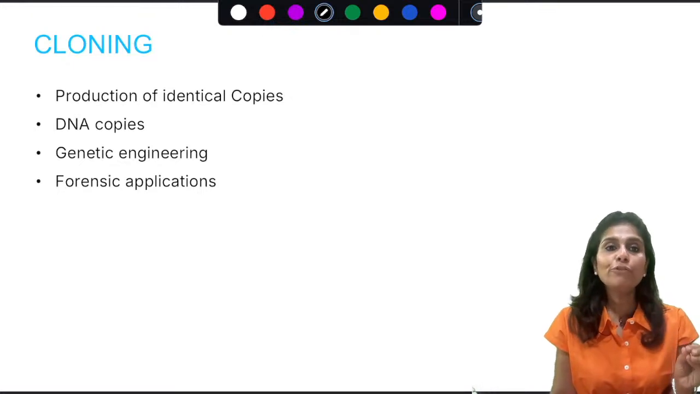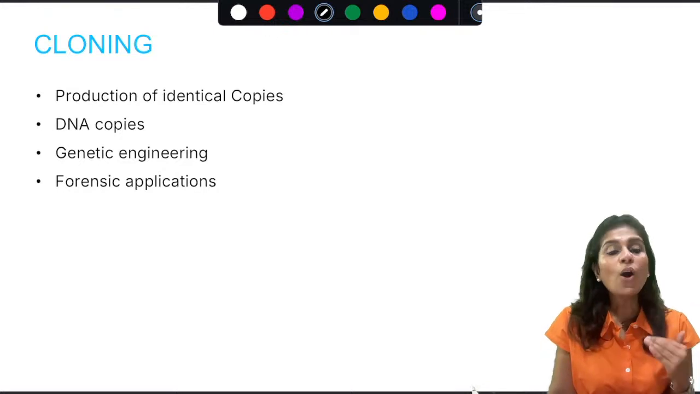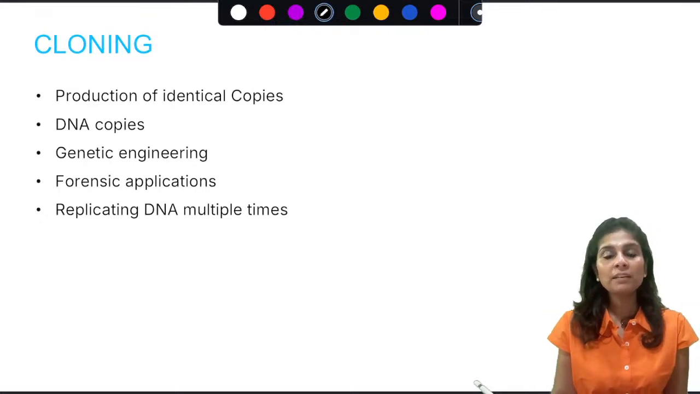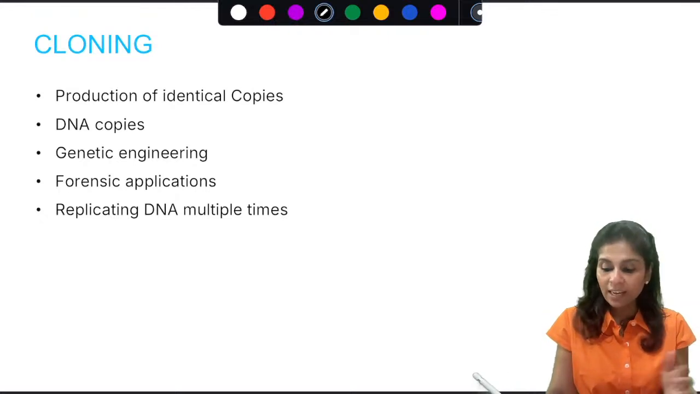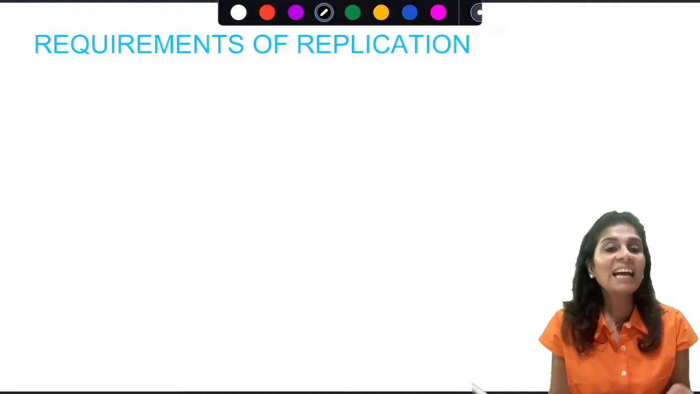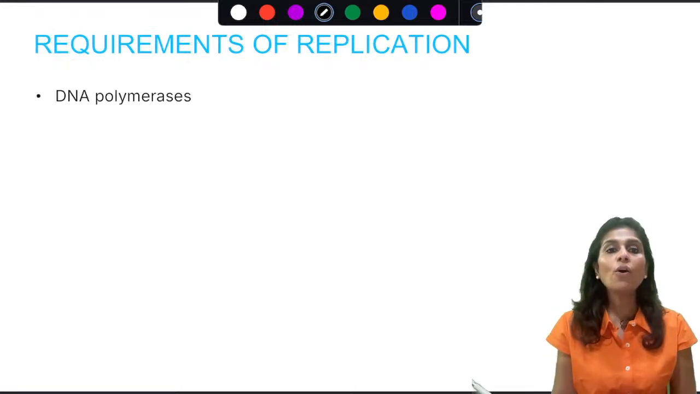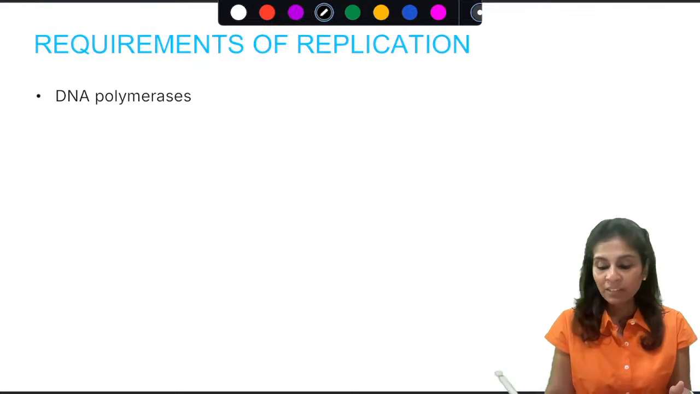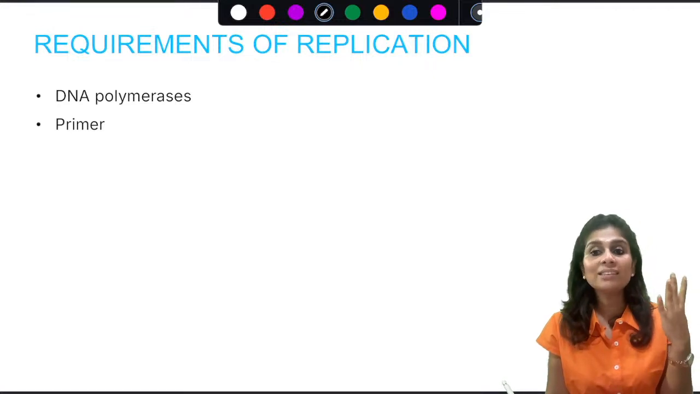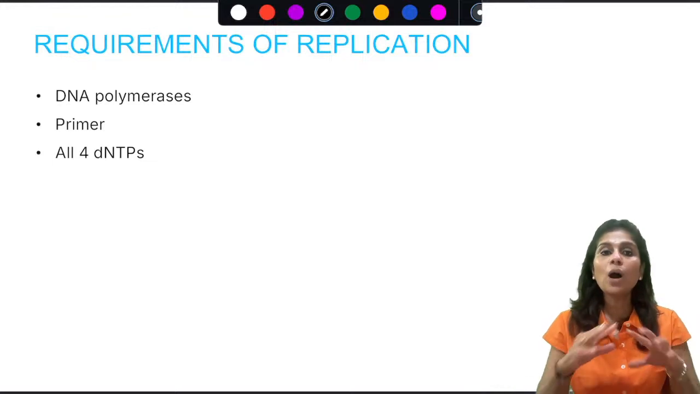But as a process, if you ask me what is cloning DNA, it is nothing but producing multiple copies of DNA or replicating DNA multiple times. And for replicating DNA multiple times, we have a few requirements. So what are the requirements? The first requirement is you need an enzyme which replicates, and that enzyme is called DNA polymerase. And apart from DNA polymerase, all DNA polymerases need primers. So the next requirement is primers. We need all 4 deoxynucleotide triphosphates because DNA polymerases cannot synthesize a new DNA out of nowhere.